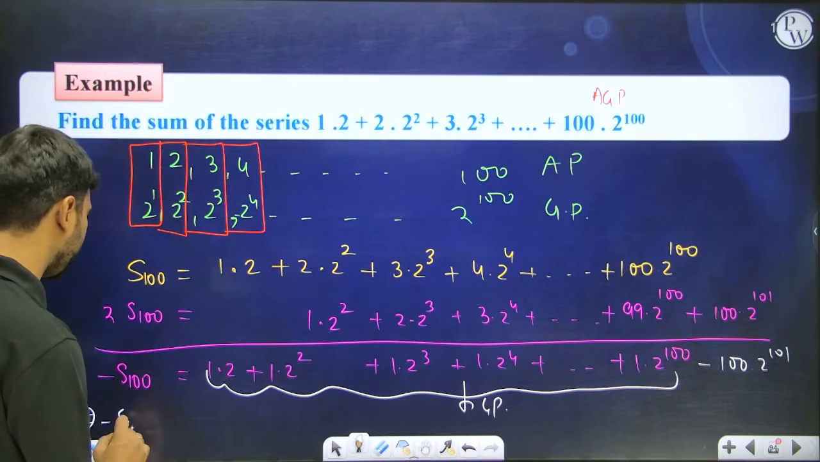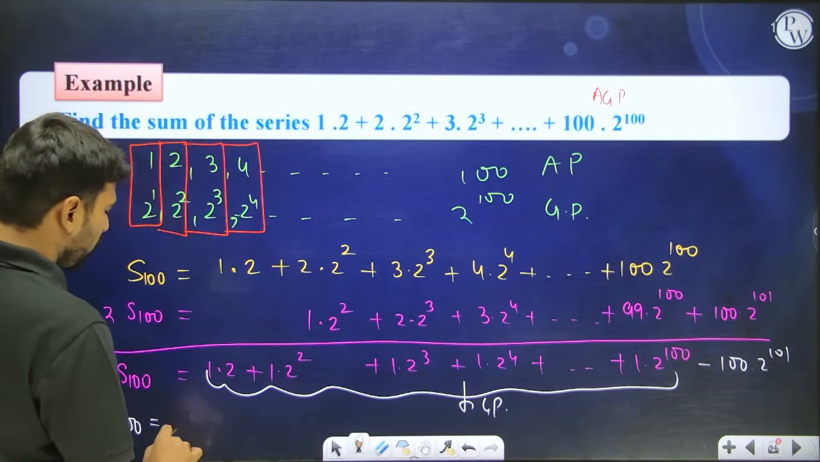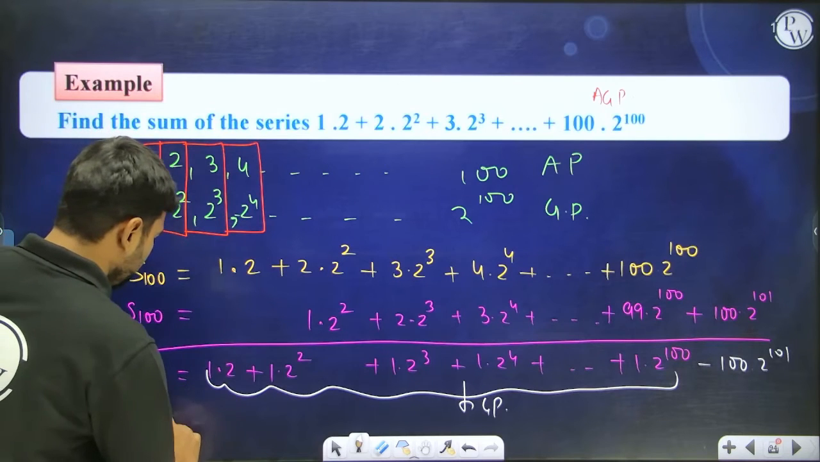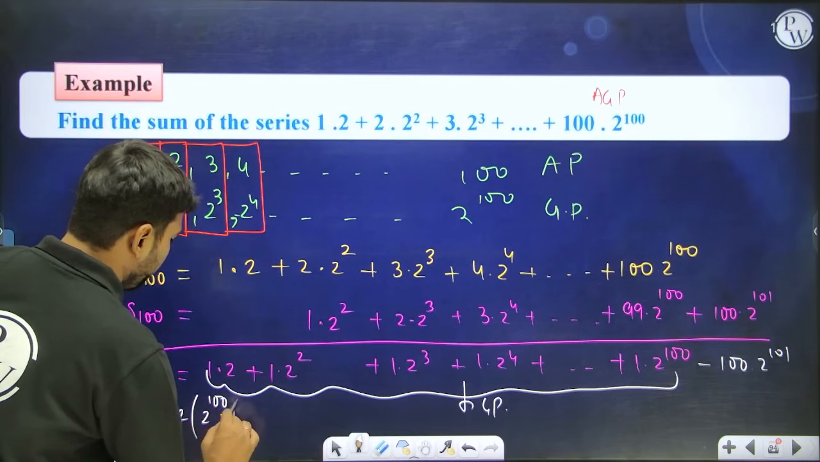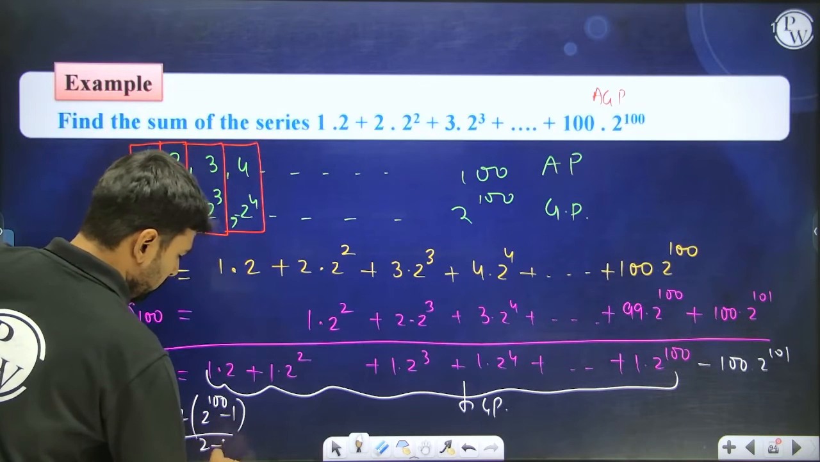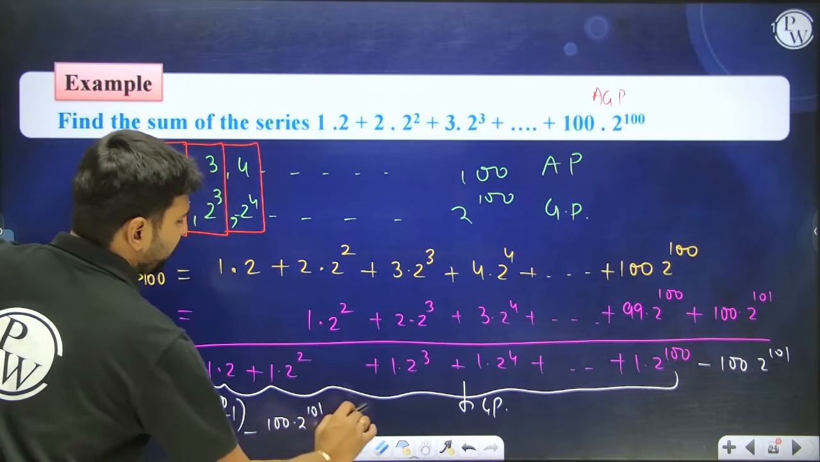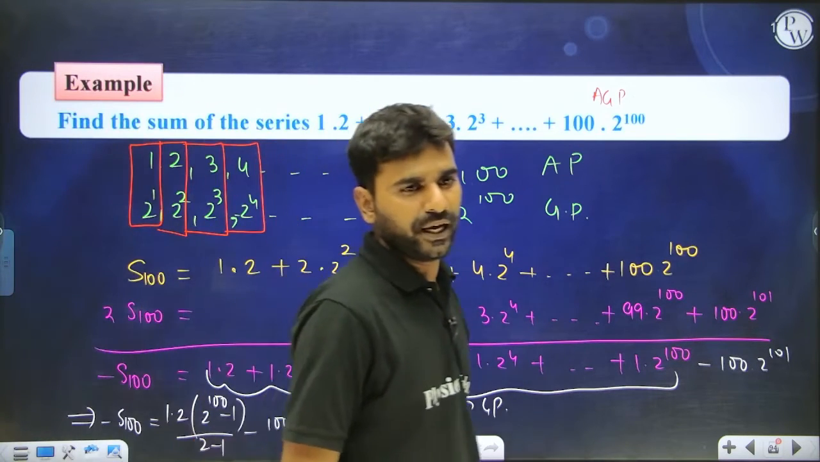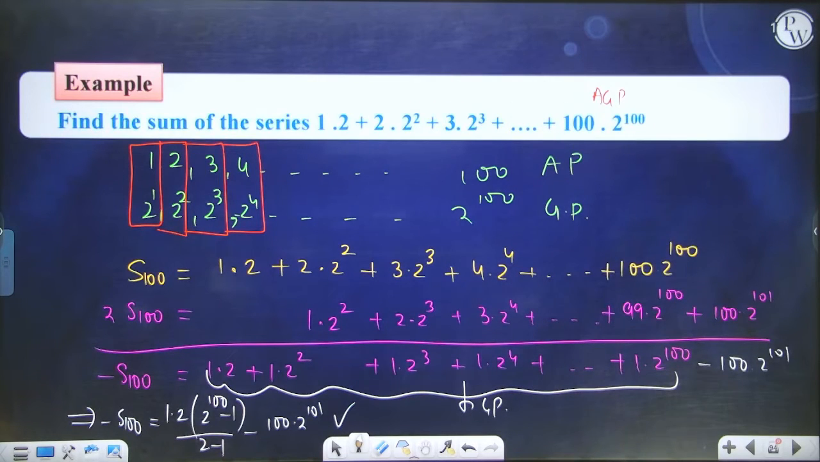And the problem will be solved. Minus S100, I hope you know how to find out, these are how many terms? These are 100 terms in a GP. So how to write down the formula? First term times common ratio to the power 100 minus 1 upon 2 minus 1, where the common ratio is 2. Then minus 100 into 2 to the power 101. Just simplify it and write down the value of S100. You will be able to have your answer with you. I hope the problem is clear to all of you guys, everyone.